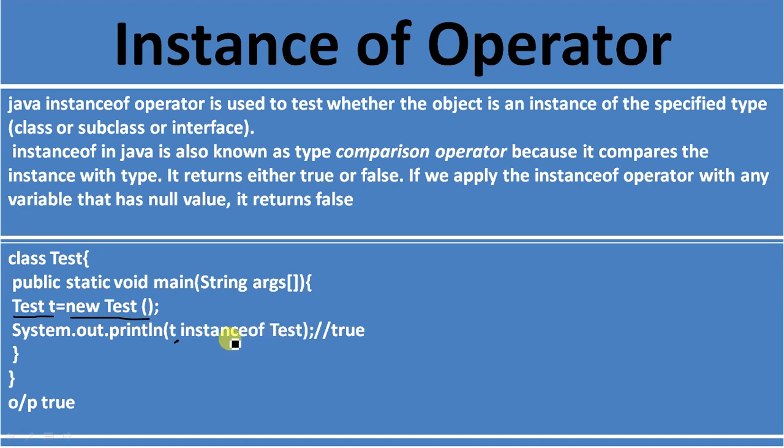What are we checking here? We are checking whether the type of t is Test type. Yes, that's why the result will be true, because the t object is a Test type object. Let me show you in the Eclipse IDE.